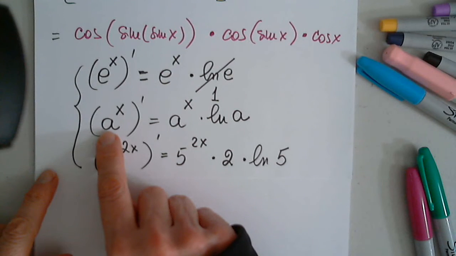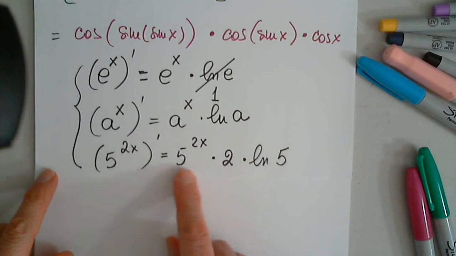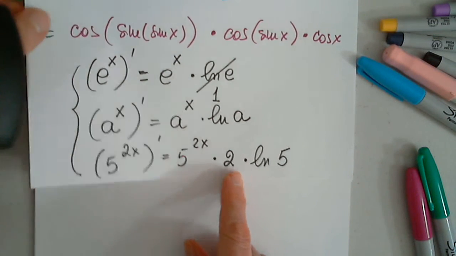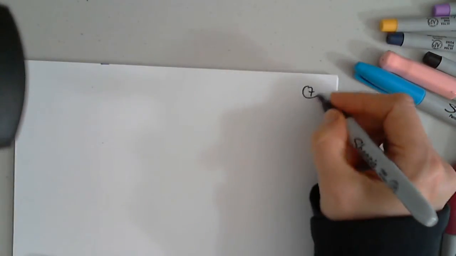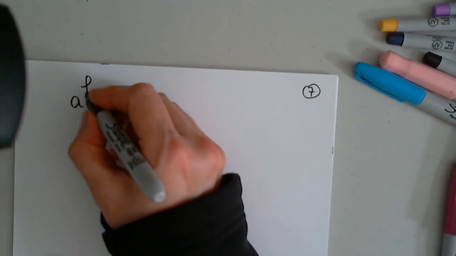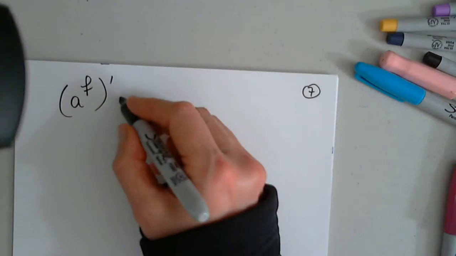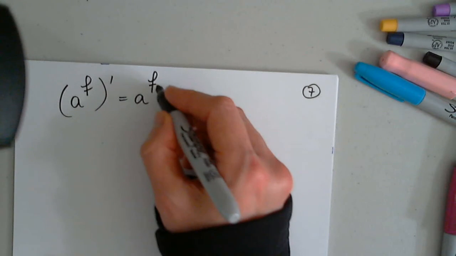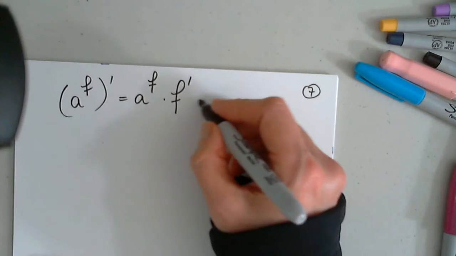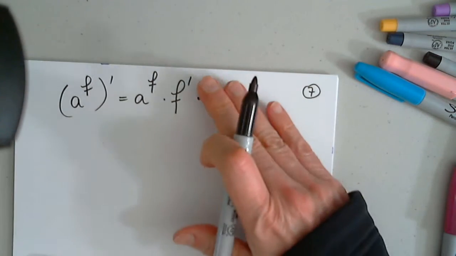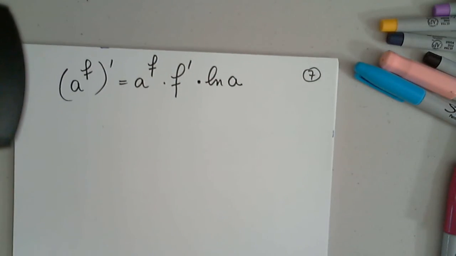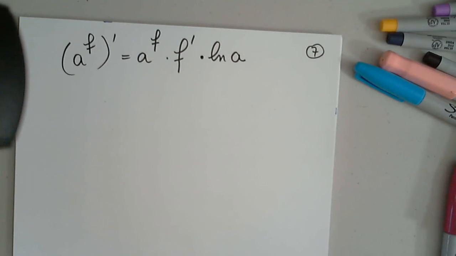Identical formula if I have a raised to a function, which I already did use here. I didn't tell you that, but I want to write it. So if I have a raised to a function prime, it will be a raised to that function, of course, times the function prime, and also times natural log a. If this is e, then this gets dropped because it's 1. Any questions?